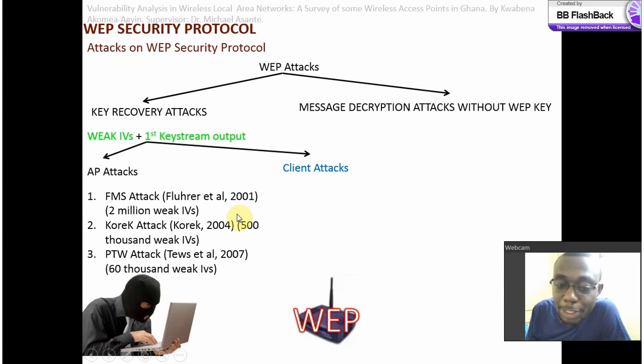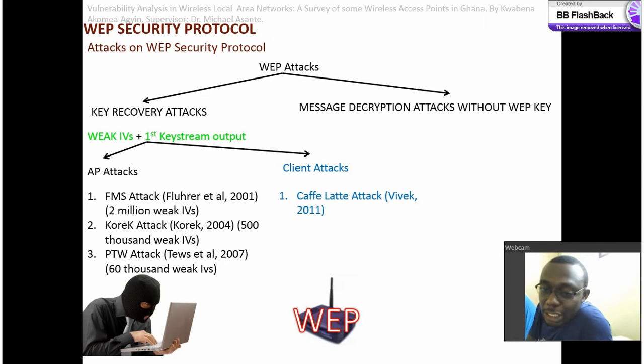Then later PTW also came in with more correlation analysis. It's more mathematical, statistical in nature, and PTW did reduce that to 60,000 weak IVs. So currently Backtrack does these attacks relying basically on PTW. And as I explained to you, this Backtrack 5 is free software. Anybody can just download it, and next thing he will hack into your WEP network and recover the password that is on your WEP network.